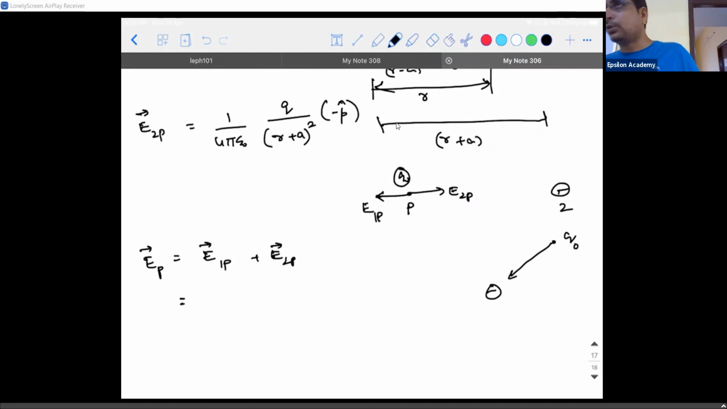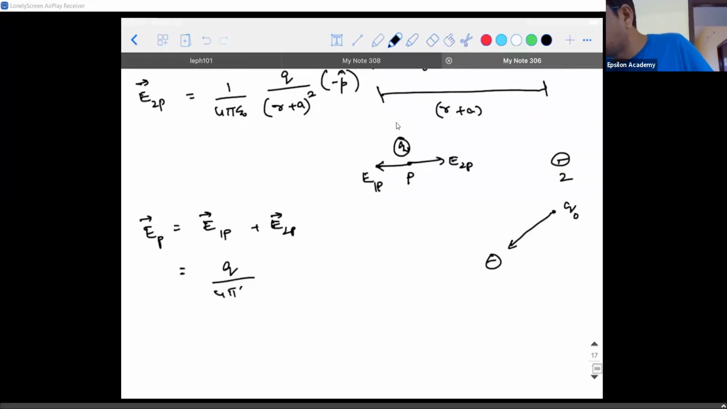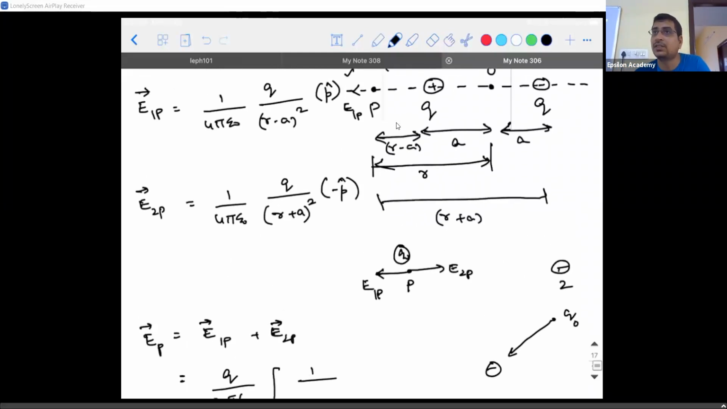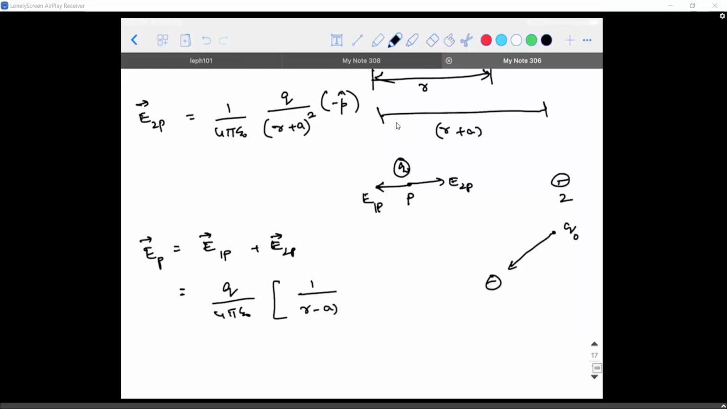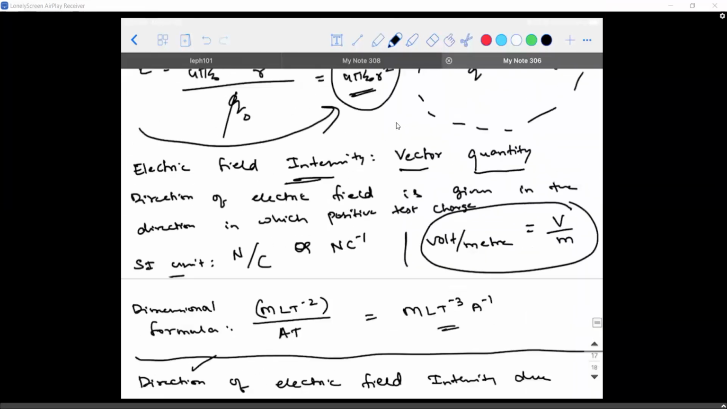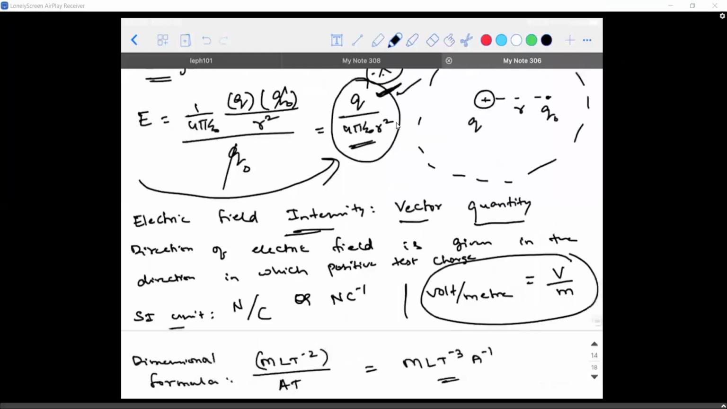Now what is common in both? Look at them. Q divided by 4 pi epsilon naught is common, into 1 divided by R minus A the whole square, in the denominator. Sir, in the numerator, force will also be present, sir? As electric field is force by charge. No need to do all those. I gave you that the electric field intensity due to a point charge is Q divided by 4 pi epsilon naught R square. So I use that formula.